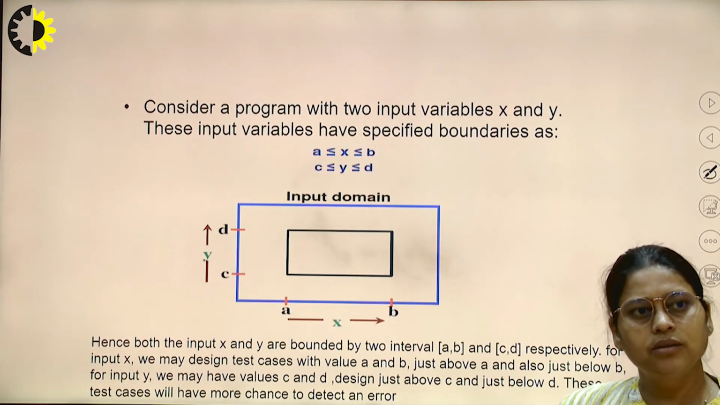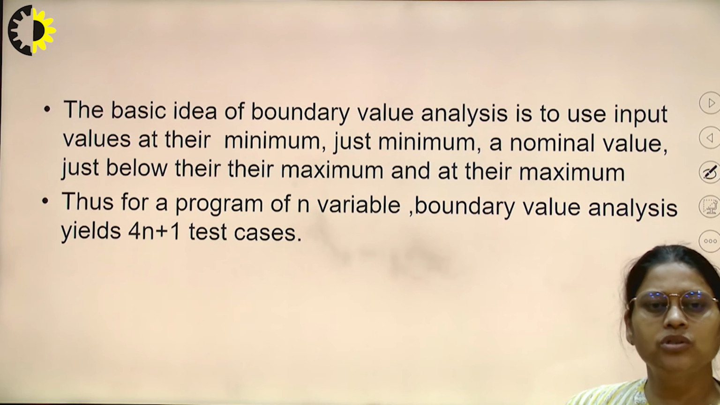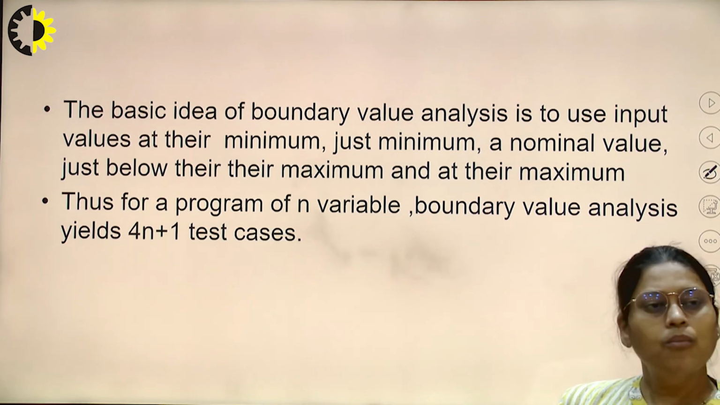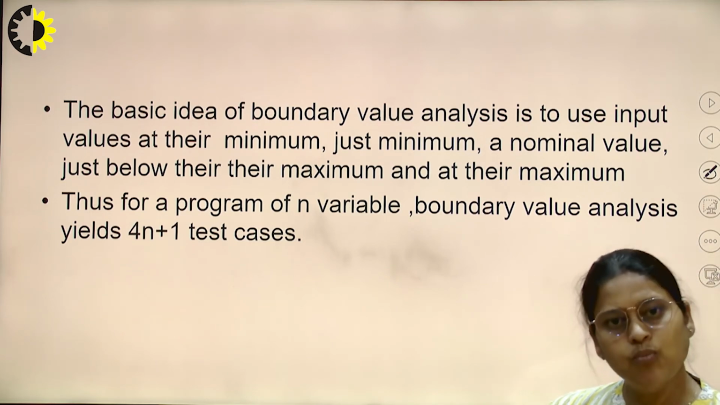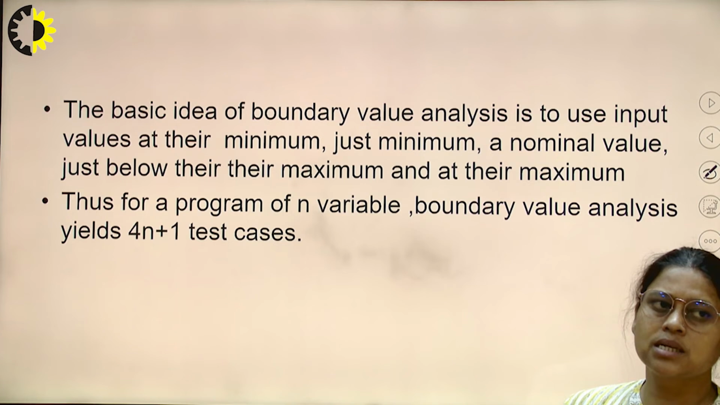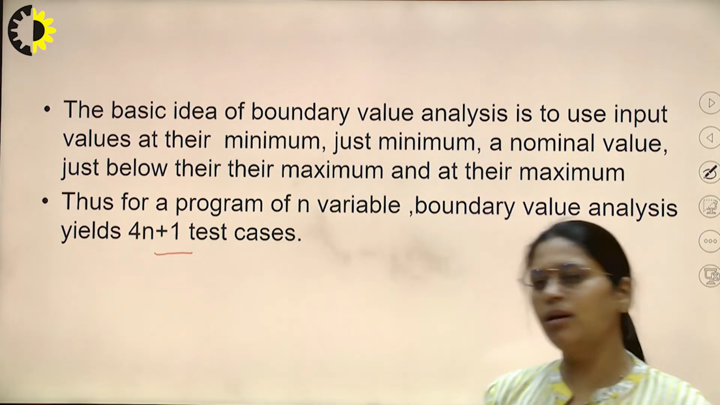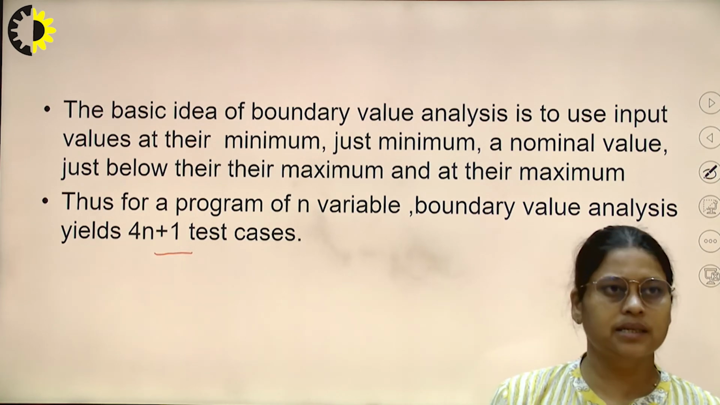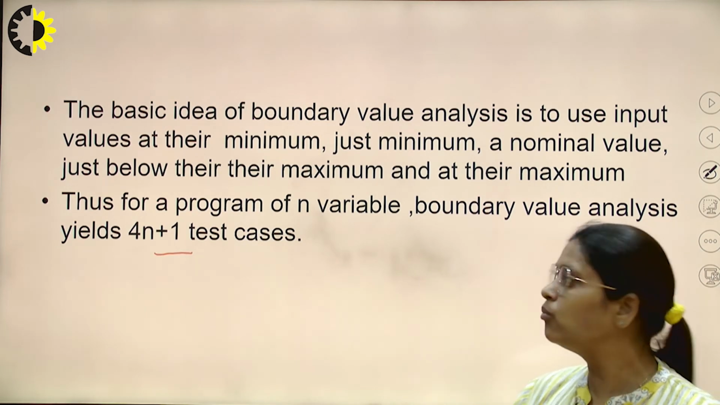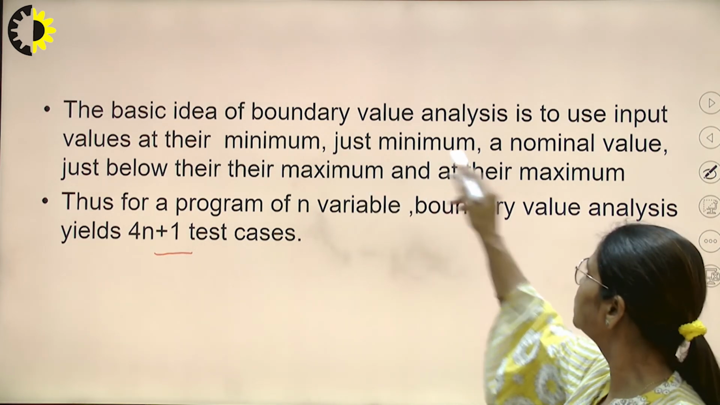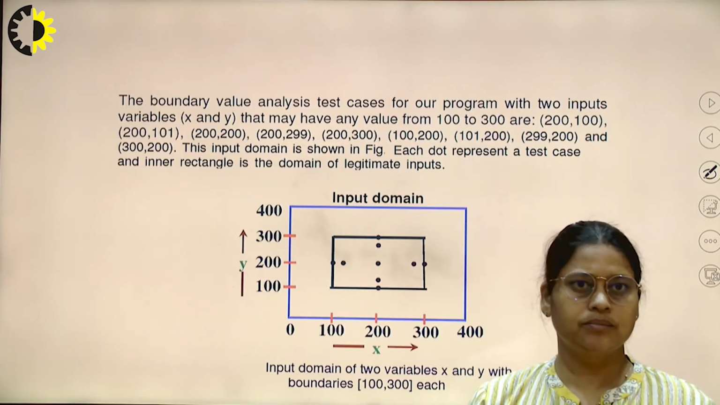So, let's take one example. First of all, we have to generate some test cases for the boundary value analysis. For any program with n input variables, boundary value analysis yields 4n plus 1 test cases. Suppose we have 2 variables, then we have to generate 9 test cases, and we have to check 5 boundary values: minimum, just above minimum, nominal value, just below maximum, and maximum.